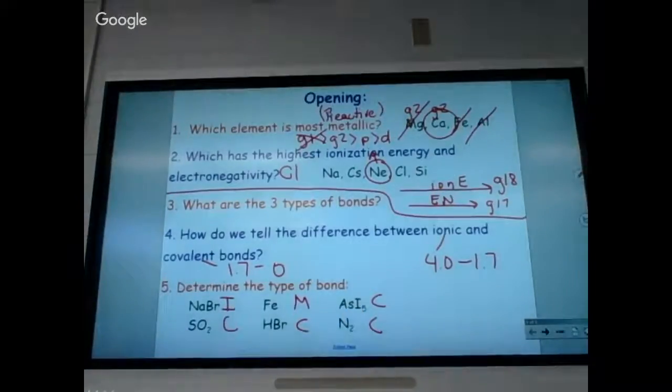Questions? Wait, so that can't be metallic because it's not a metal. Correct. Wait, going back to number 4. What if it falls like on 1.7? If it fell on 1.7, I would take either ionic or covalent. I try hard not to get them on the line, but if it did, I would take either answer. I would not hold that against you.